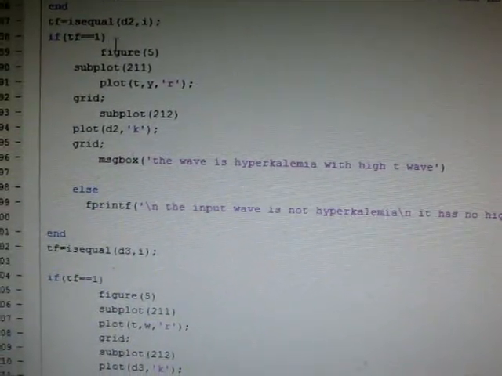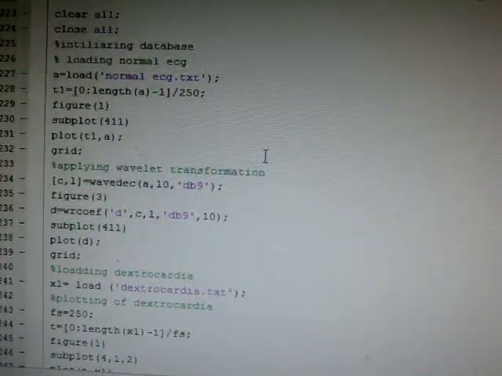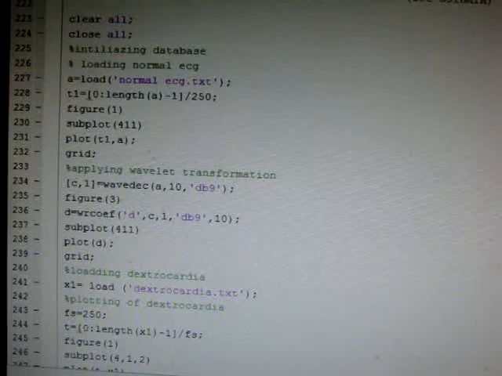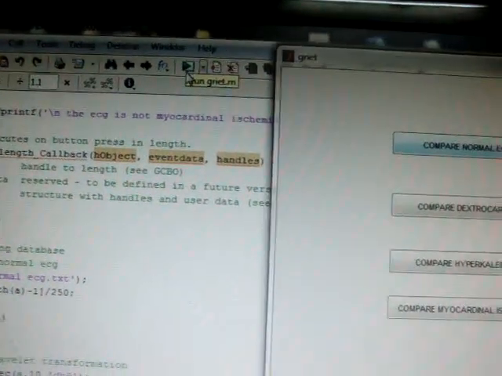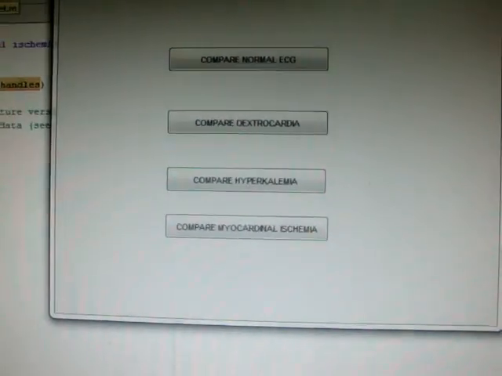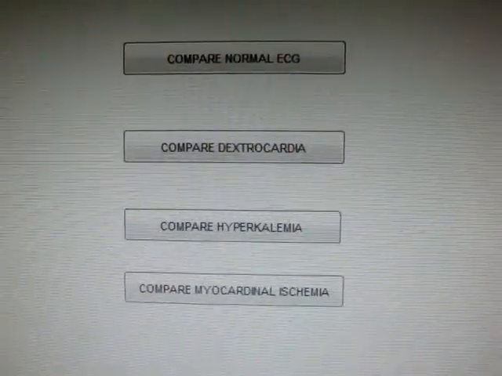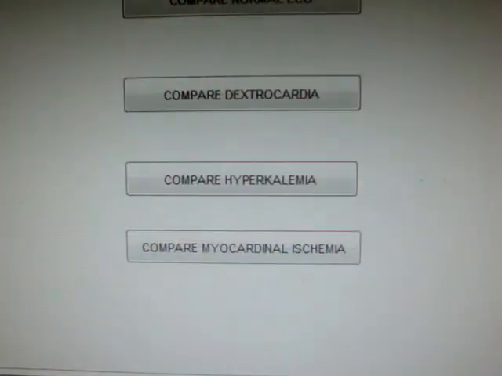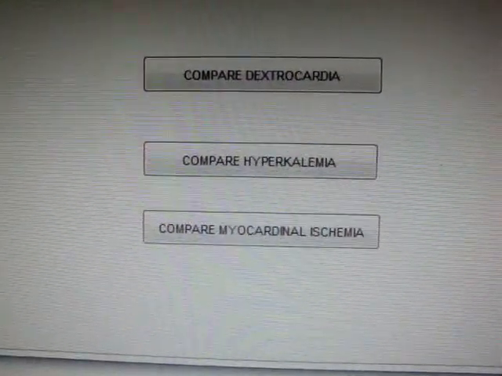The same process is applied for different wavelets, for example hyperkalemia and myocardial infarction. Following the program and running the program, we get a GUI window. As you can see, there are 4 push buttons. One is to compare normal ECG, one is to compare dextrocardia, another is to compare hyperkalemia, and the other is to compare myocardial infarction.